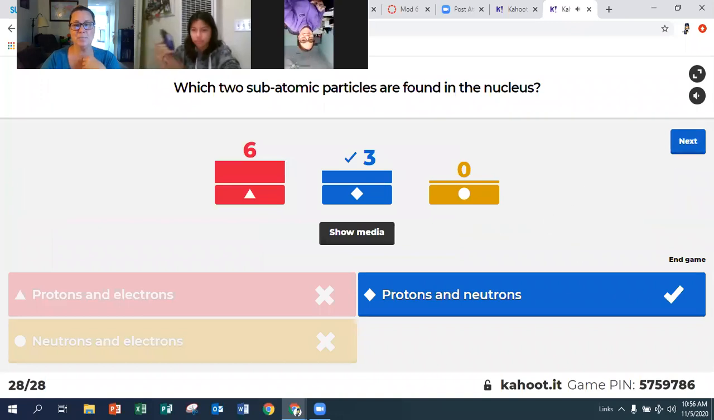Okay, protons and neutrons, purple and red. Nucleus of the atom is where the mass is.